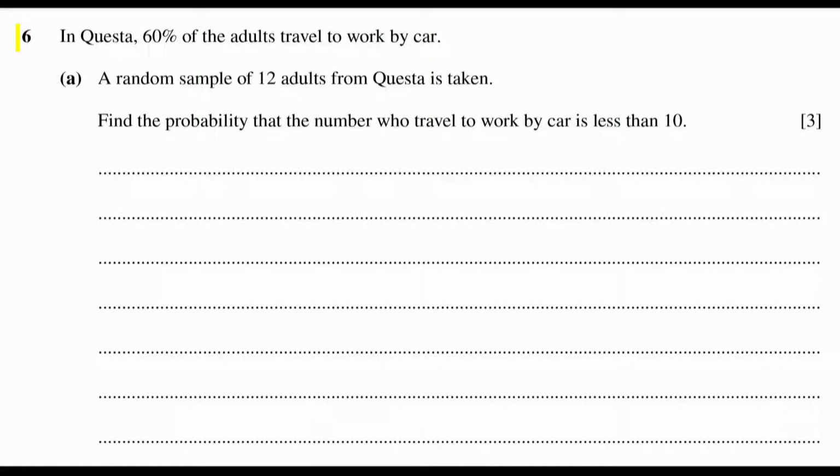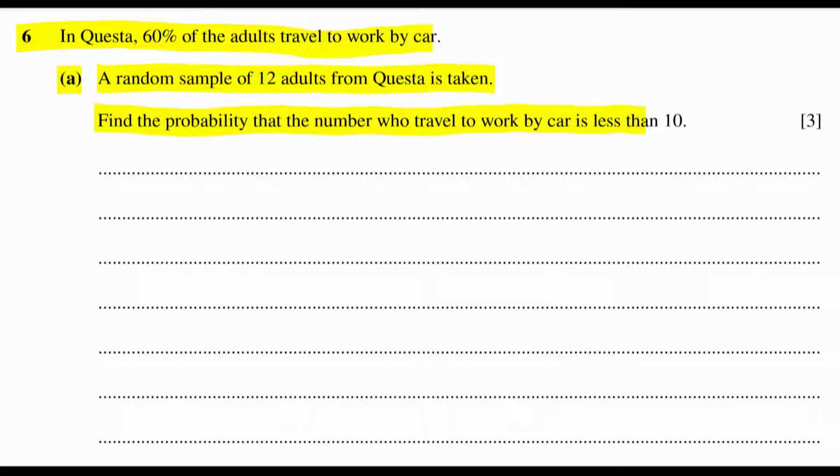And here's question number 6. In Questa, 60% of the adults travel to work by car. A, a random sample of 12 adults from Questa is taken. Find the probability that the number who travel to work by car is less than 10.